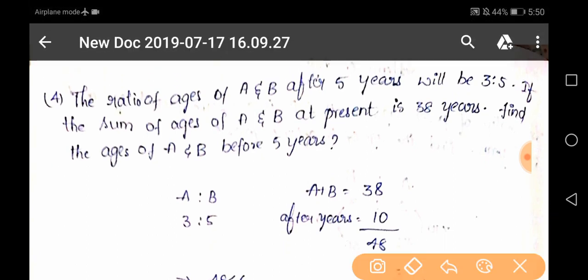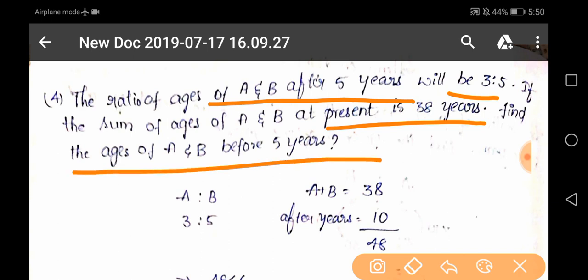Part 1 is this. The ratio of ages of A and B after 5 years will be 3 is to 5. If the sum of their ages at present is 38 years, find the ages of A and B before 5 years. Okay, then what they have given, A is to B is 3 is to 5, after 5 years the ratio was given. And the sum of their present ages they have given, 38.